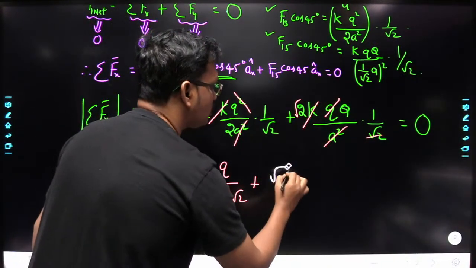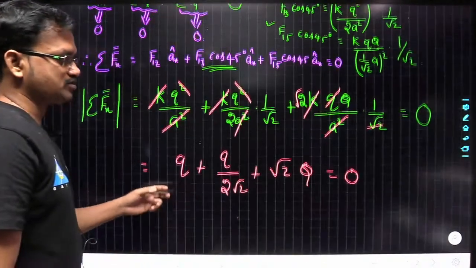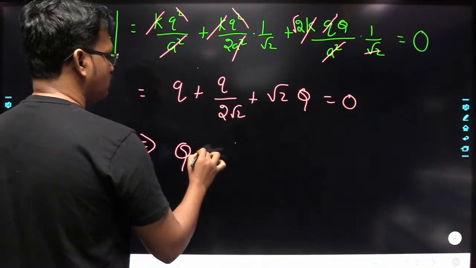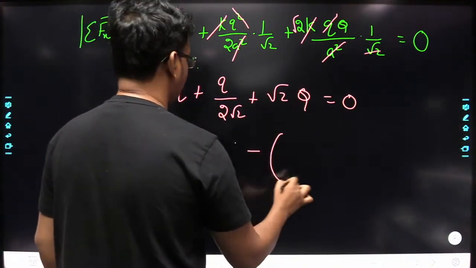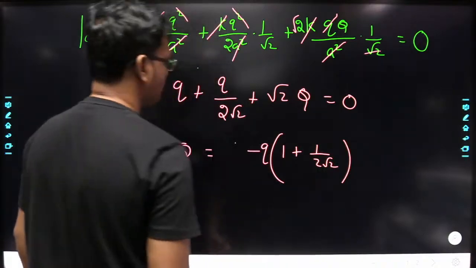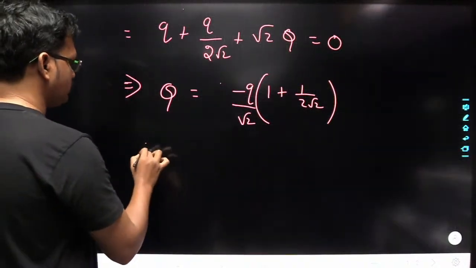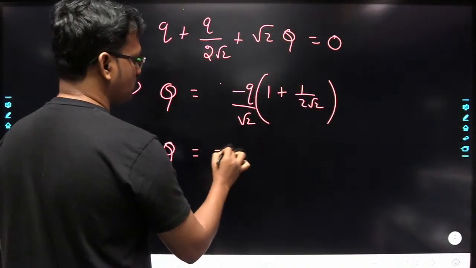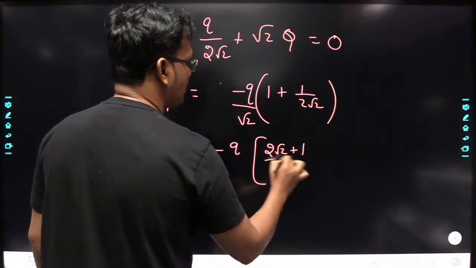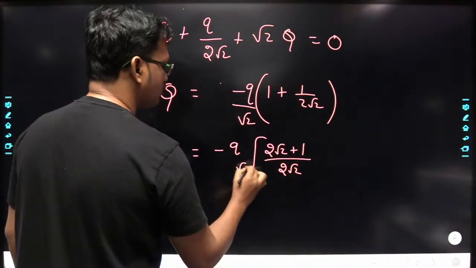So I can write it as root 2 capital Q. So this must be equal to 0. From here I can write Q is equal to what here? Q is equal to minus Q into 1 plus 1 by 2 root 2, divided by root 2. Yes or no? So therefore Q is equal to minus Q into, here I can write it as 2 root 2 plus 1 divided by 2 root 2. Okay, so 2 root 2, here you are having root 2.